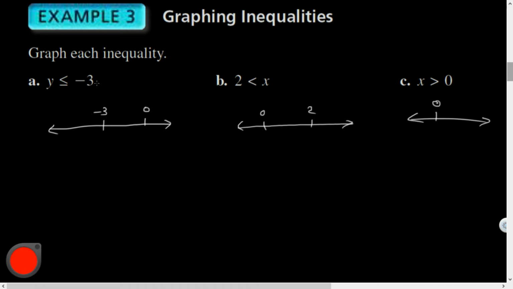So y is less than or equal to -3. Will that include the point -3? Closed circle or open circle, do you think? Let's see, it's got the equal part here. So at -3, it's going to be shaded in. It's going to be a closed circle because it has the equal to part there.